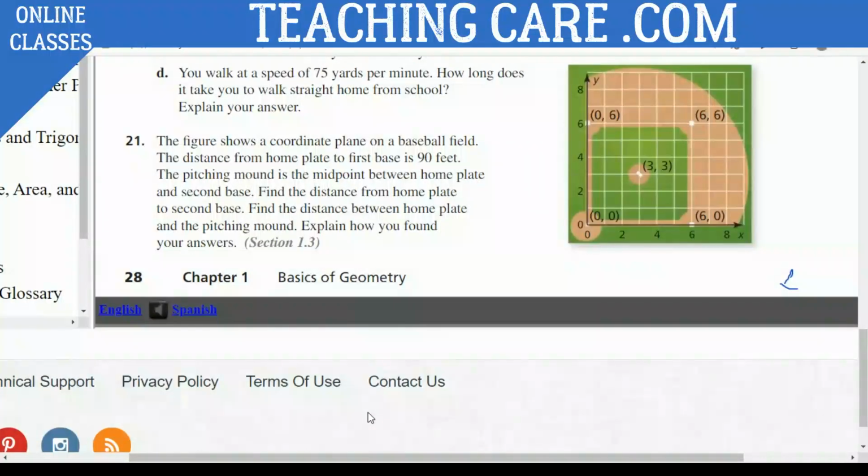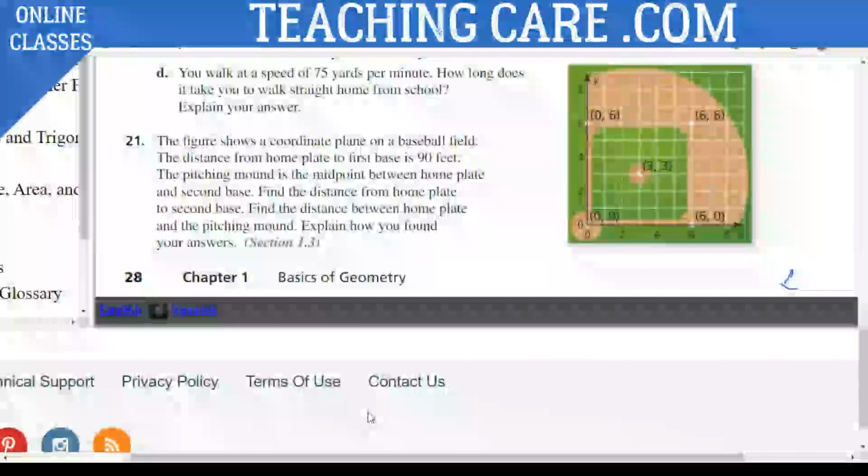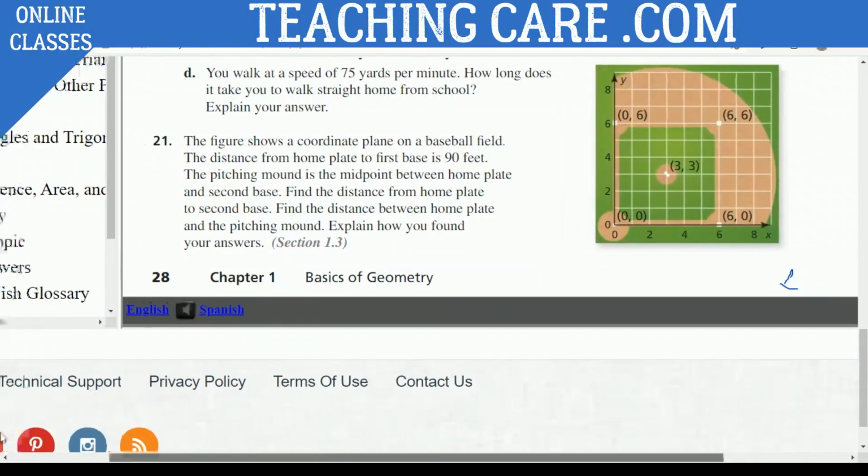Distance from home plate to second base is 180 feet. Okay. The distance between home plate and the pitching mound is 30 square root 2 feet. Yes. Okay. Next one. Let's move on to the next.